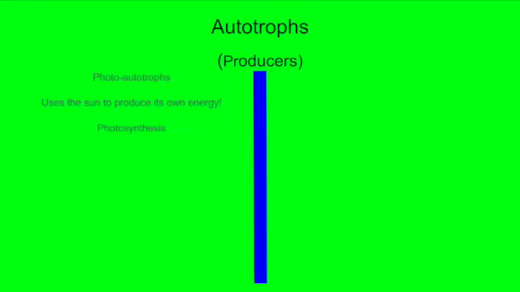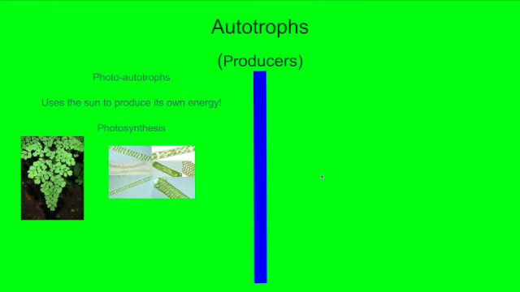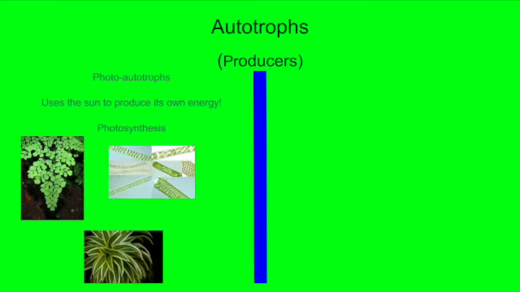All right, first, autotrophs. They are known as the producers. There are two different types of autotrophs. There are the photoautotrophs. They use the sun to make their energy. They photosynthesize. That's what gives us our oxygen. Couple examples. All right, really cool. They can be unicellular or multicellular.